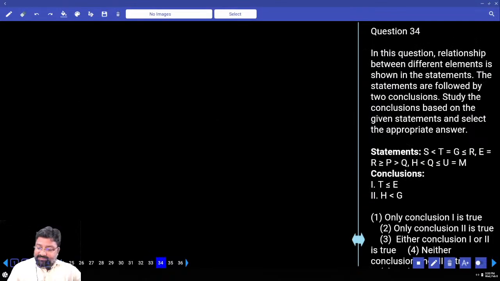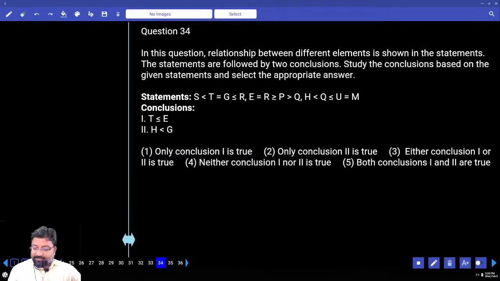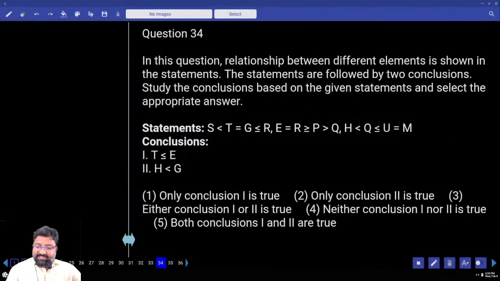Questions 34, 35 are on coded inequalities. Easy, but still, I'll tell you. There are how many statements given to us? 3 statements. You need to connect T and E. If you observe carefully, R is equal to E. I'll directly place E in the place of R. What is the conclusion? T less than or equal to E. Right or wrong? 100% right.